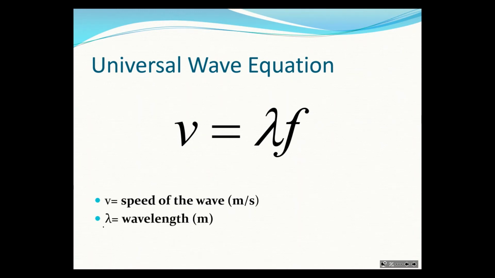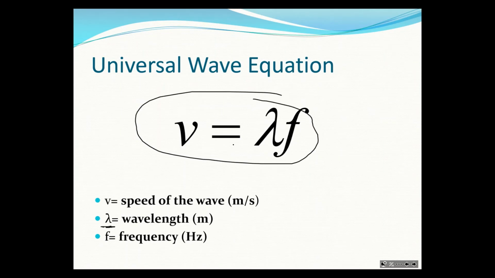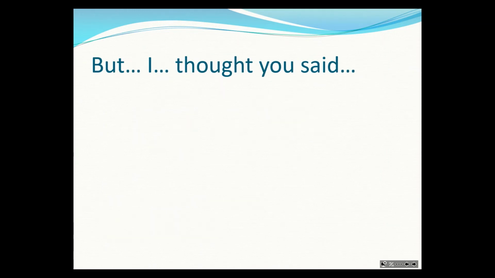Lambda is our wavelength, and f is our frequency. You can find that under waves in your data book. This universal wave equation is pretty easy to use.